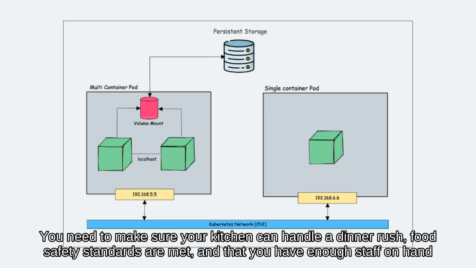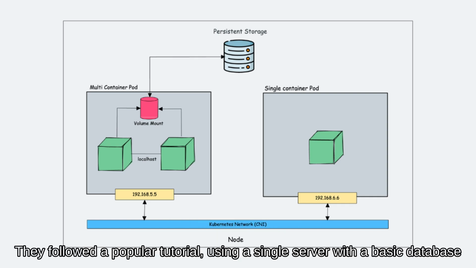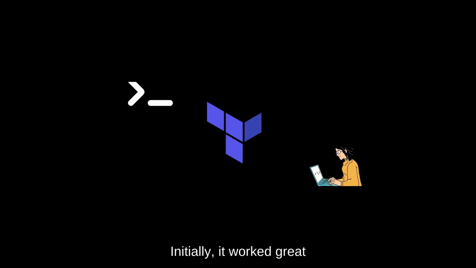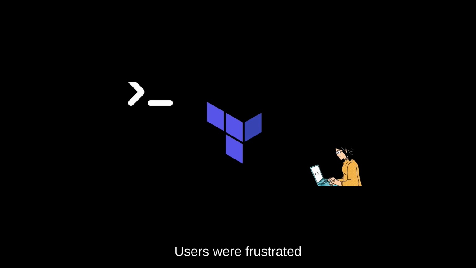Real-world example: let's look at a startup that launched a simple web app for booking fitness classes. They followed a popular tutorial, using a single server with a basic database. Initially, it worked great. They got 100 users in the first week, no issues. But then, they launched a marketing campaign. Suddenly, 1,000 users flooded in within an hour. The server crashed. Users were frustrated.